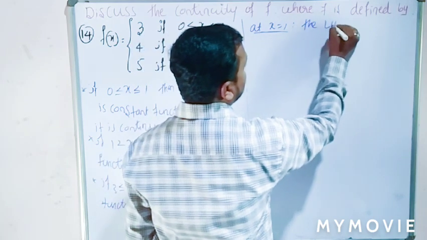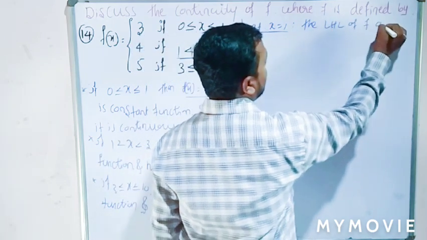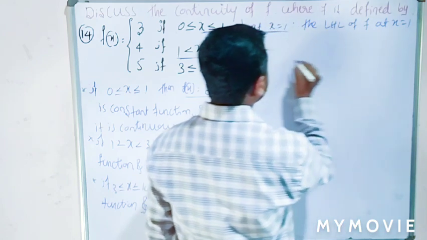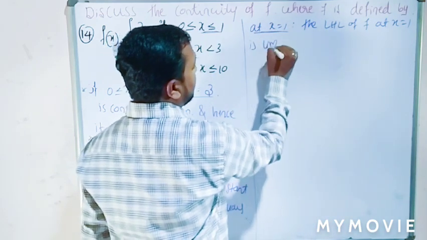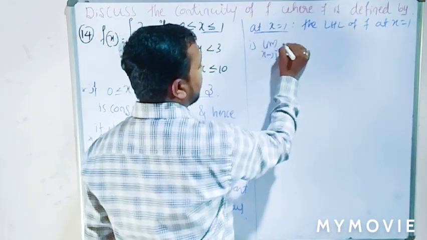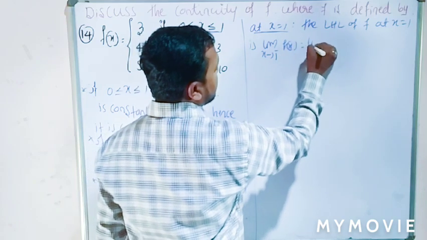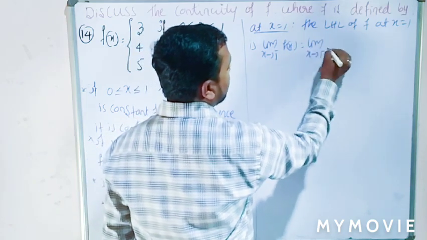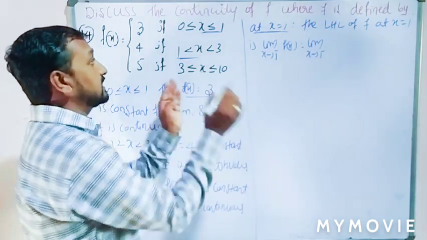The LHL of f at x equal to 1 is the limit of x tends to 1 minus f of x, which should be written as the limit of x tends to 1 minus, what is your f of x corresponding to LHL?